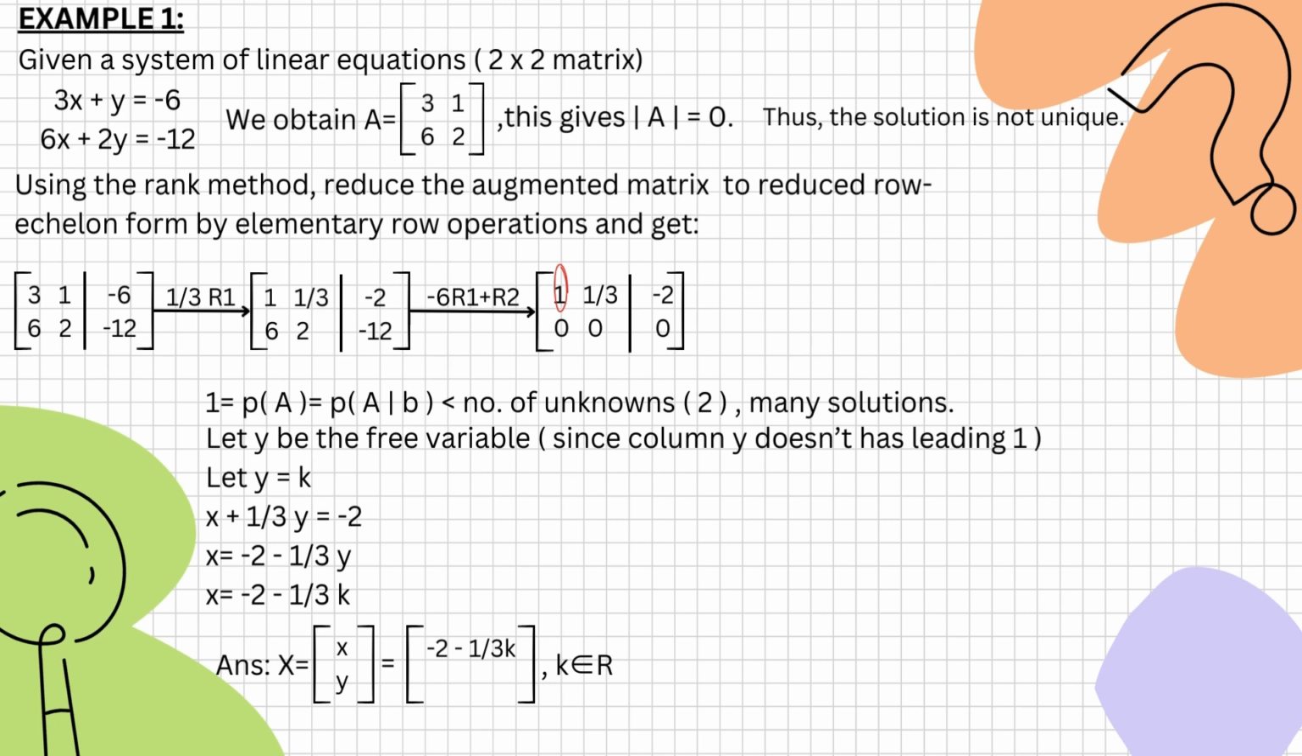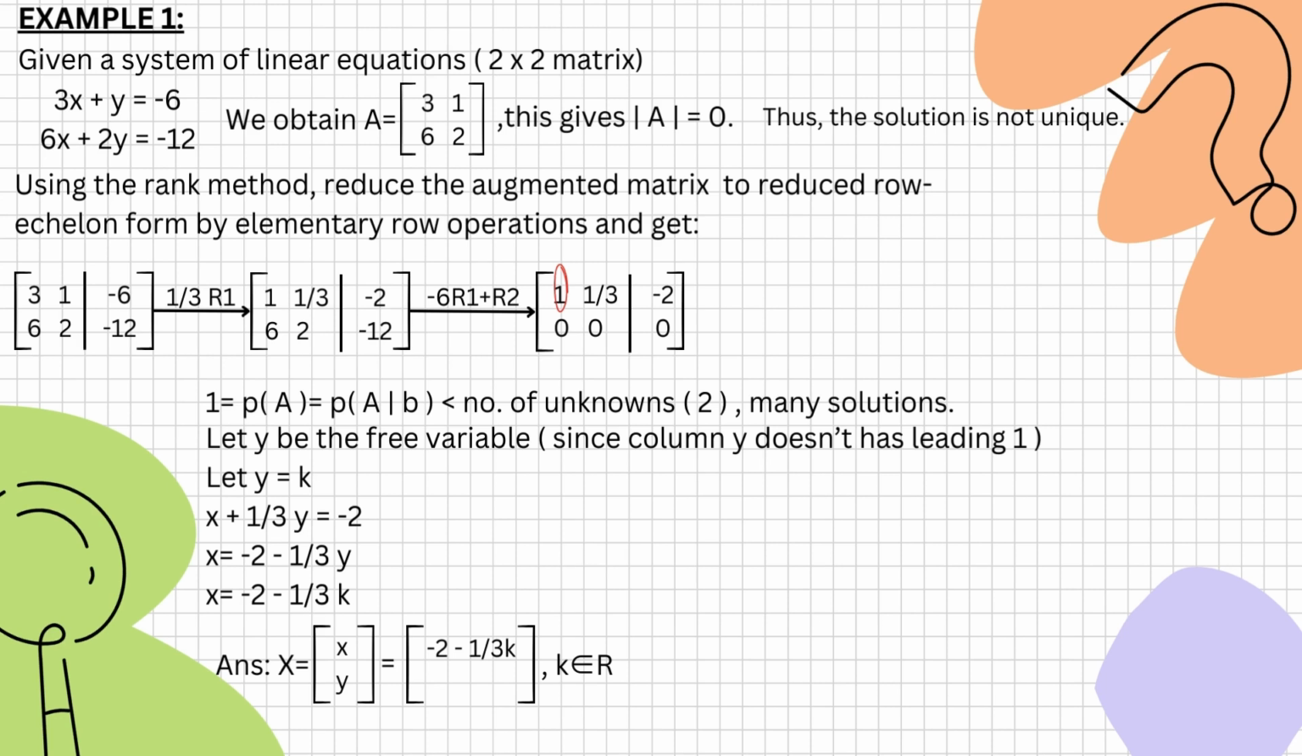Using the rank method, we reduce the augmented matrix to reduced row echelon form by elementary row operations, and then we get the final matrix, which has a leading one in the column of x, and the bottom row will be 0. From the new matrix, we can see that rank A equals 1 equals rank AB, but they are less than the number of unknowns, which is 2. This means that the system has many solutions.